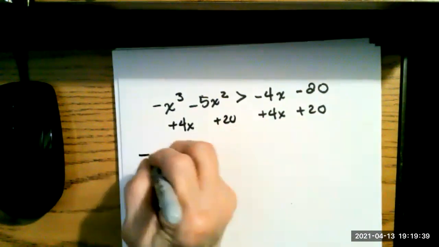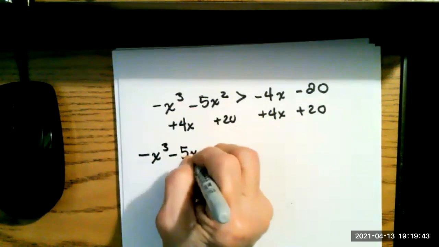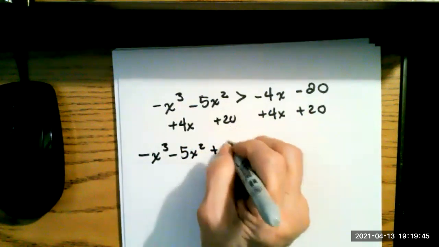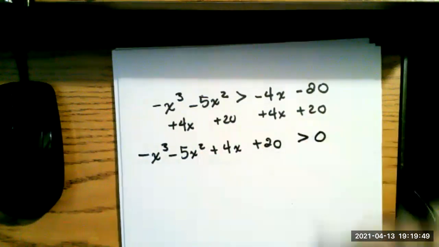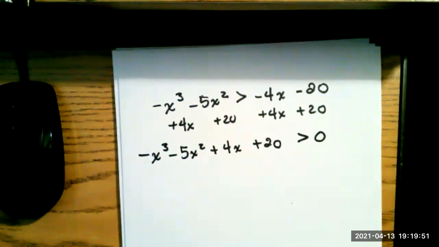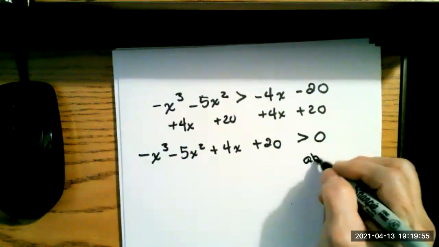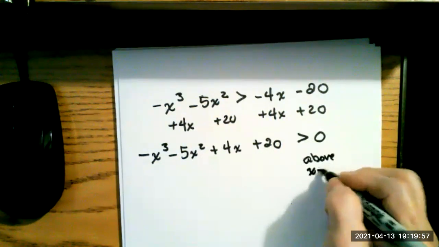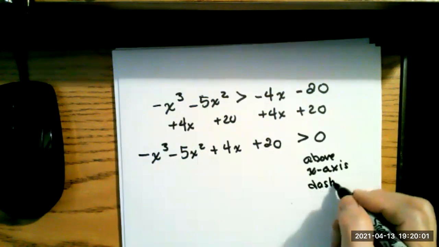Okay, let's see what we've got here. Negative x cubed minus 5x squared plus 4x plus 20 is greater than 0. Okay, now I can put my stuff in. I'm looking for above the x-axis, and I need it to be dashed.